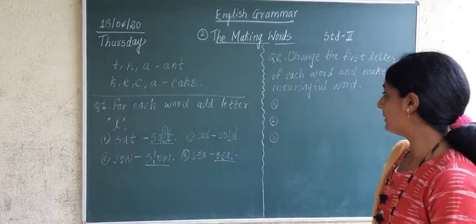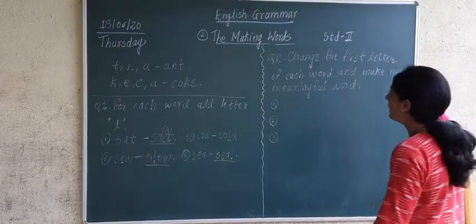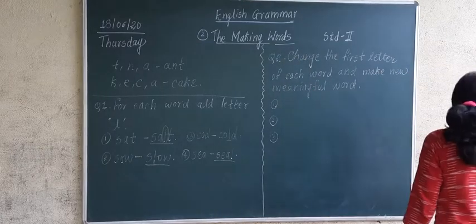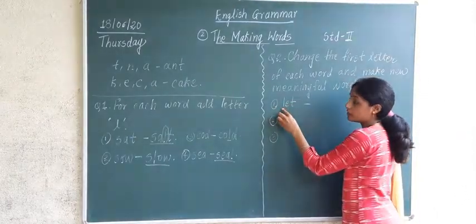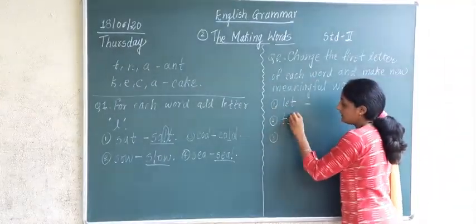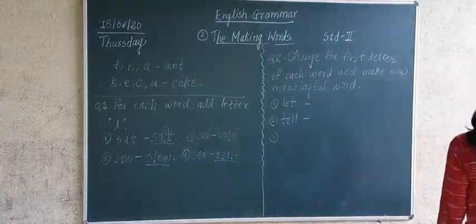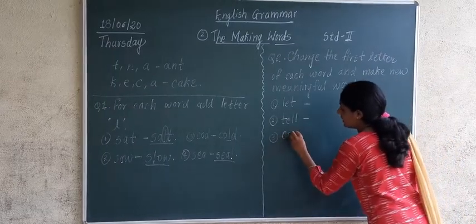In that we have done it, but again I am repeating so that you should be able to hear me properly. So the first example given here is LET, let. We are going to change the first letter. TELL, tail. We are going to change the first letter. Okay, some more examples. CAME, came.